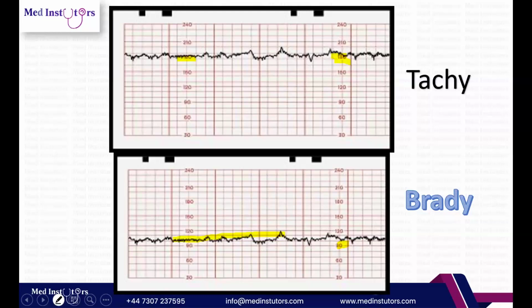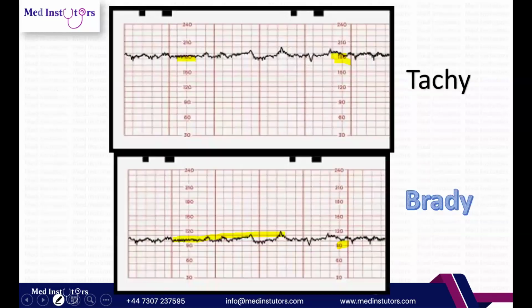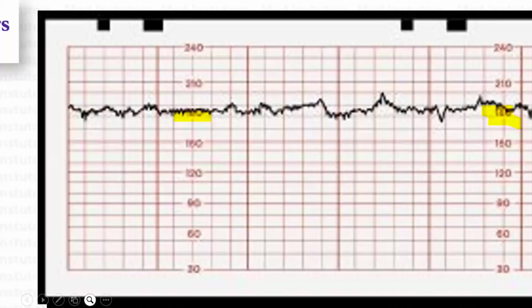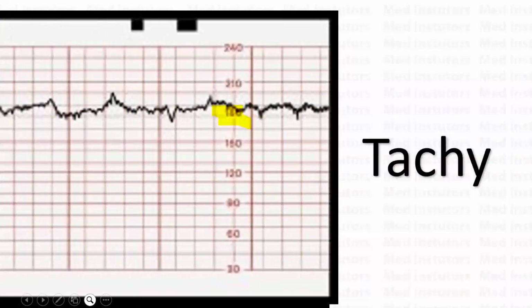Now for the baseline, there's an additional characteristic called variability. Variability is the oscillation in the heartbeat, which is irregular in amplitude and frequency. So let's look at this one. This has good variability, guys. In this picture, you can see that there is variability present. See, this is variability. Can you see these small, small ones? These are the variabilities.